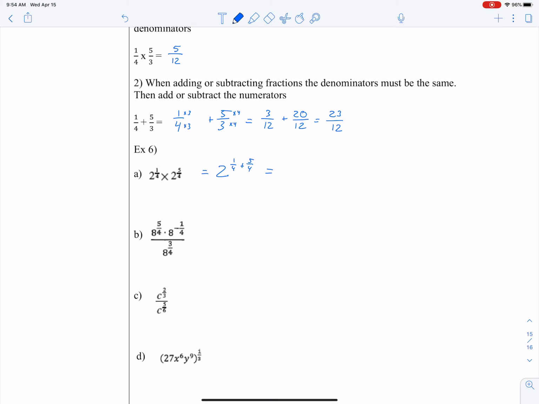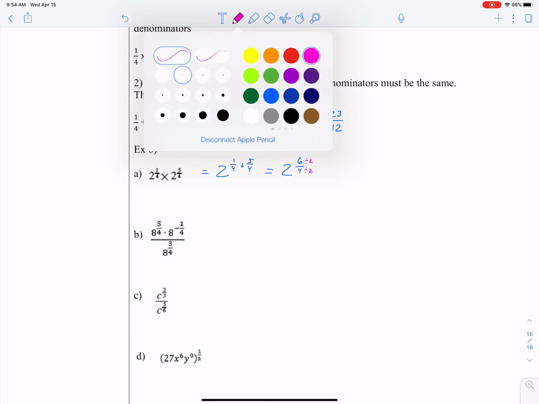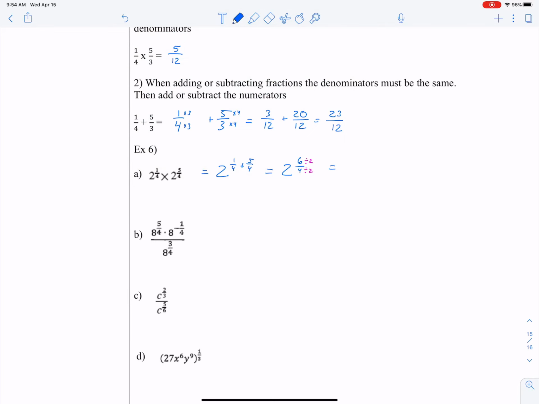We're lucky in this question. We have the same denominator already, so we don't need to convert anything. So we're going to end up with something over 4. We're going to add the top. So we have 1 plus 5, so that's going to give us 6 over 4. Now, we're not going to leave it like this because this can be further simplified. So we can divide the top and bottom by 2. Whenever we have fractions, we need to look to see if we can simplify them. So this becomes 2 to the 3 over 2 as our final answer for this question.